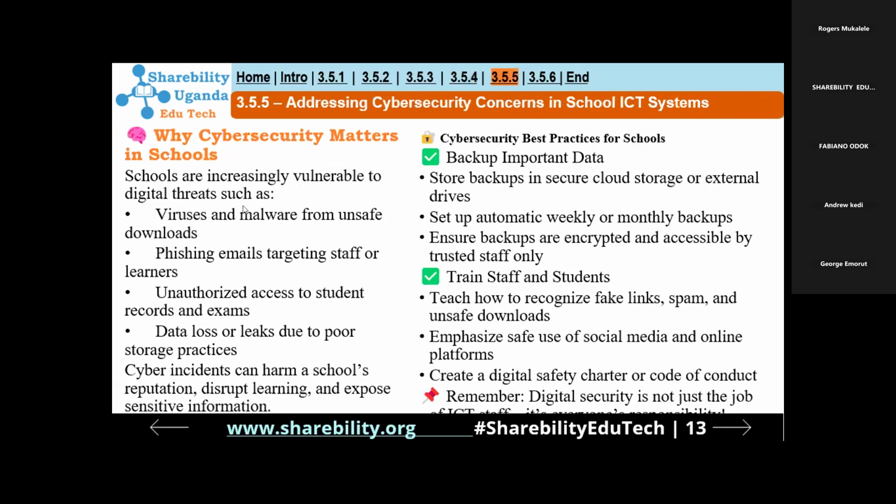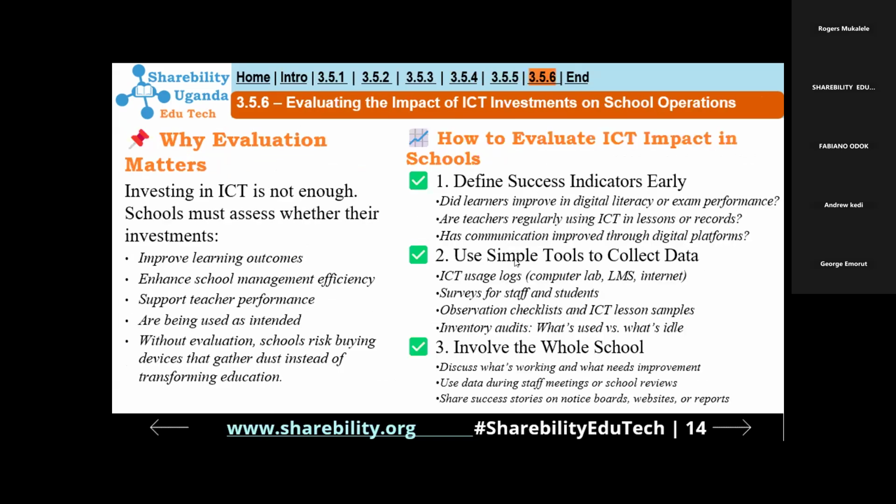Then for this part on cybersecurity, I think we talked about it in earlier modules, so I'm not going to talk much about it. It is always important, as learners are on the internet, to make sure that you secure your information, back up your information, which is important, and train your teachers, make sure that they are able to do what is needed.